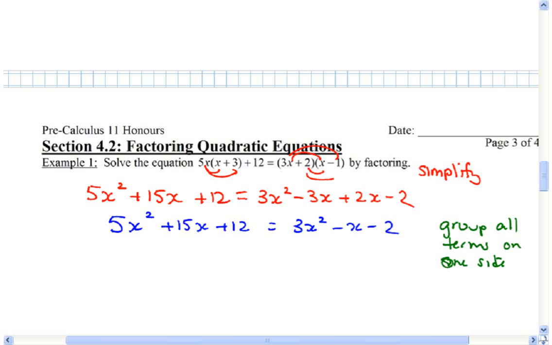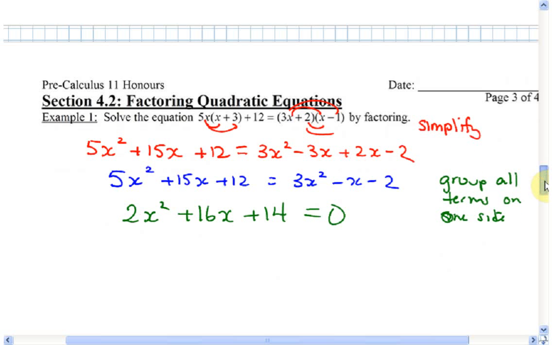So what's this? 5x squared minus 3x squared is 2x squared. I think I get plus x, which is 16x, and then plus 14. Okay? And once you get to this stage, guess what? You can now factor and solve. So please try this on your own. Rahul will give you a hand if you need a hand. Okay? And then we'll try one more underneath.